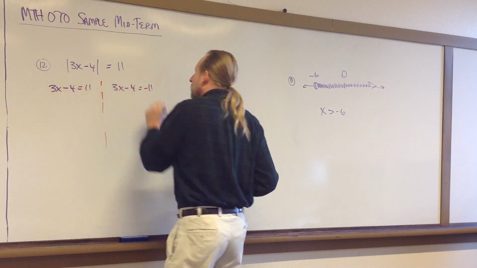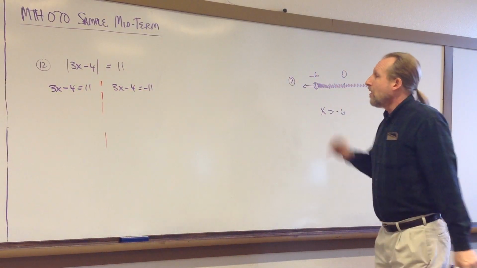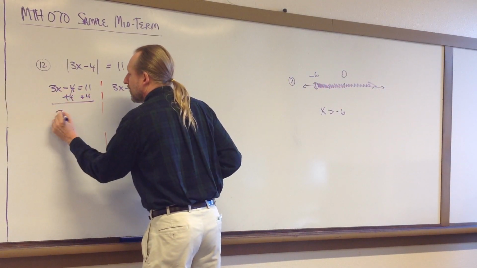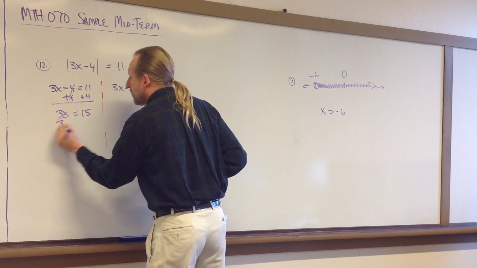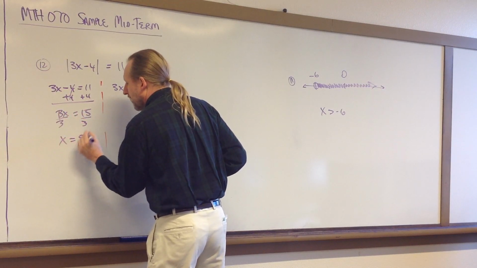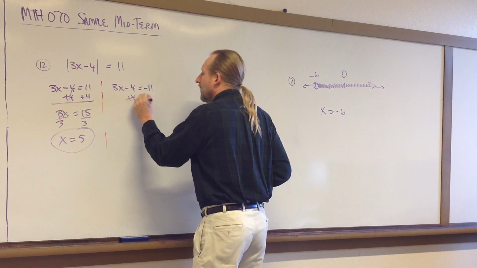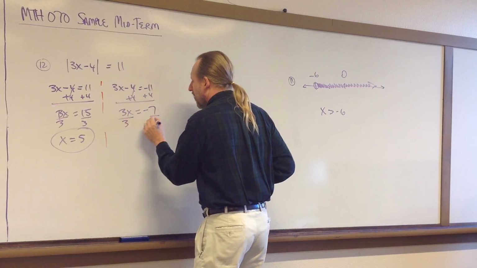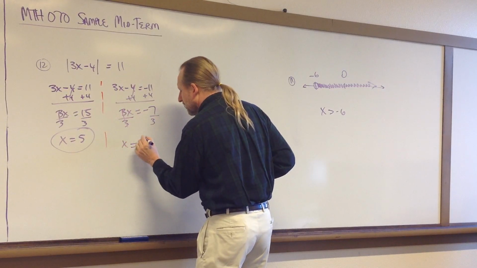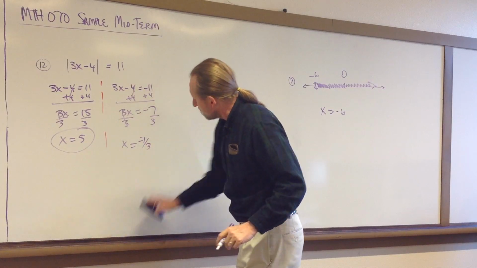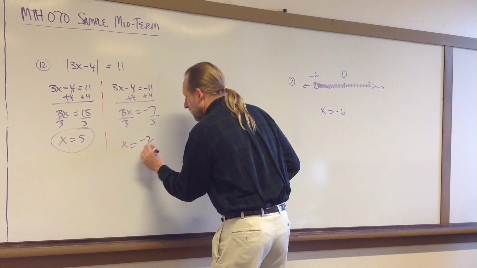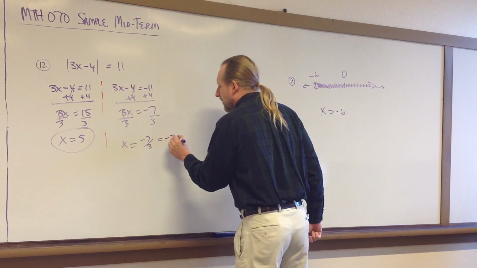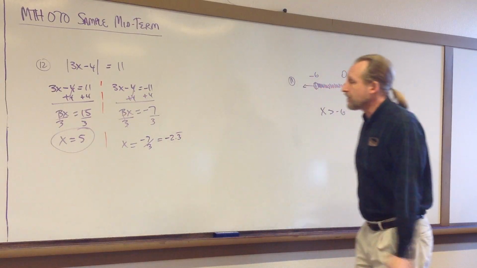3x minus 4 equals -11. All right, so now we just have to solve these two equations. Add 4, 3x is 15, x equals 5. Over here, add 4, 3x is -7, and here x is -7/3. Let's try that again. -7/3. And if you like decimals, then this would be -2.3 with the bar over the 3.